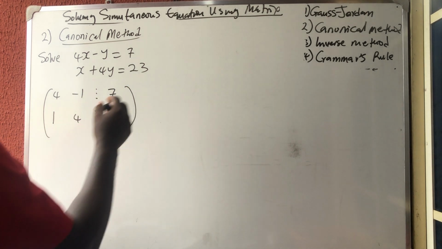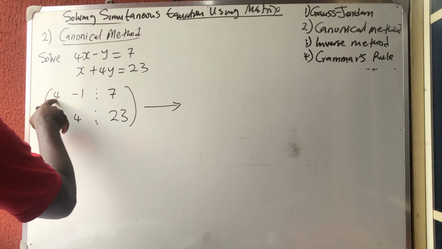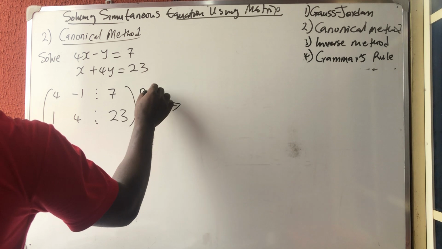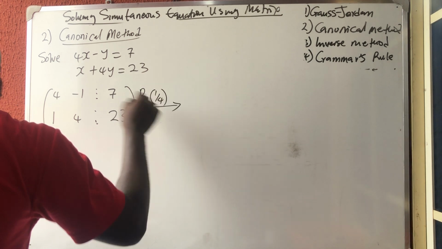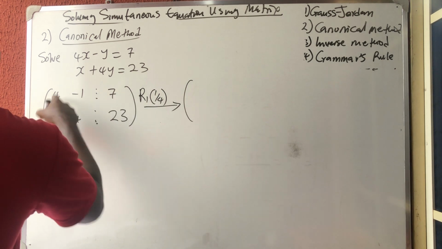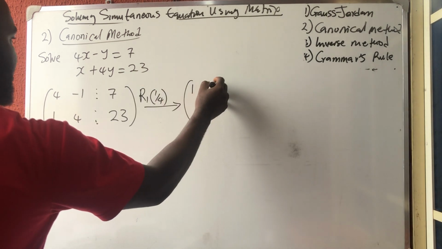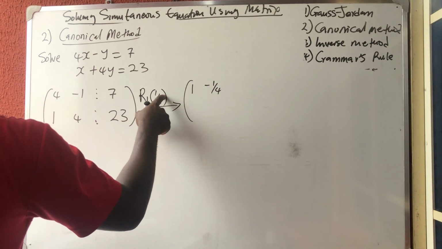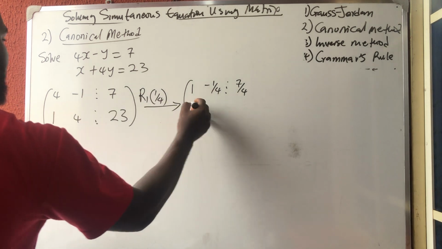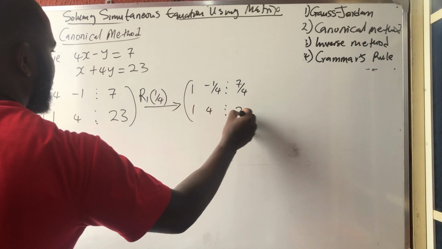So the first thing we need to do is let us make here 1. And the only thing that can make here 1 is by multiplying by the inverse. So row 1 will be multiplied by 1 over 4. So what do we have? 4 times this gives 1. 4 times this gives -1 over 4. 4 times this will give you 7 over 4. This one remains the way they are: 1, 4, dot dot dot, 23.